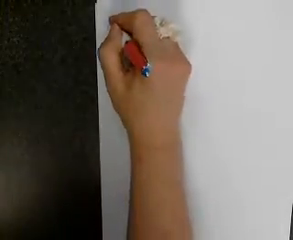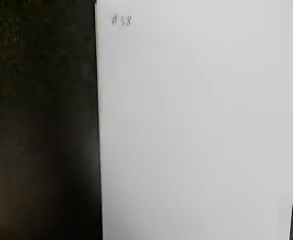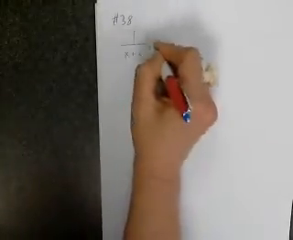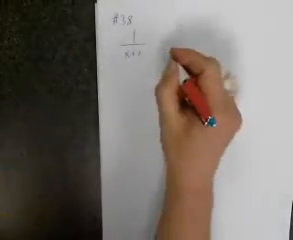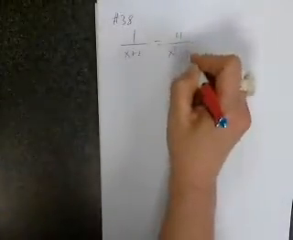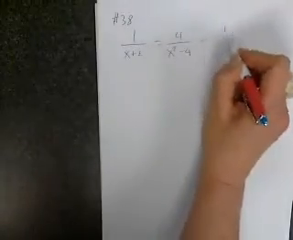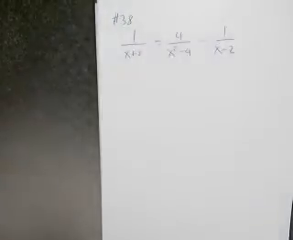Okay, now I would like us to choose two problems for you to practice. I'd like to look at 38. Let's start with 38 and then we choose 36. So 1 over x plus 2 equals 4 over x squared minus 4 minus 1 over x minus 2.